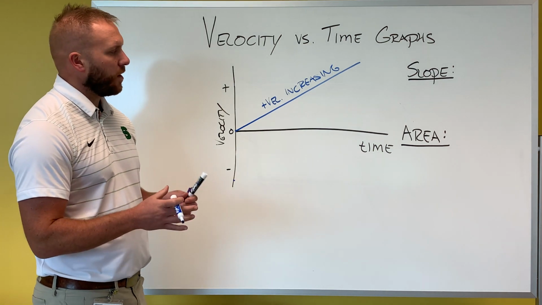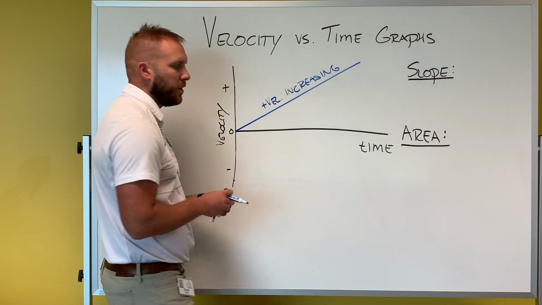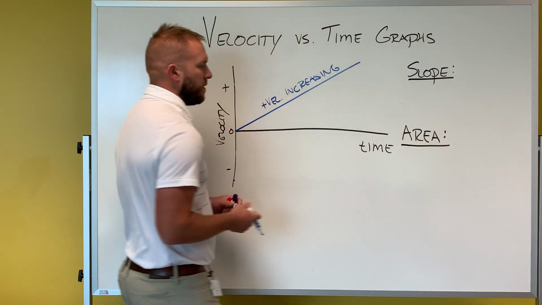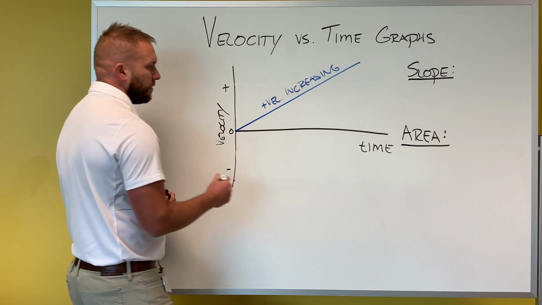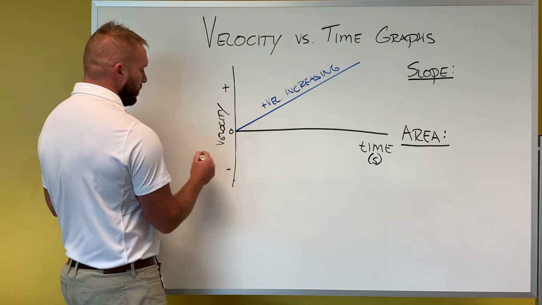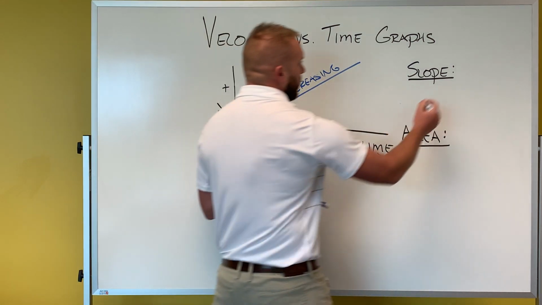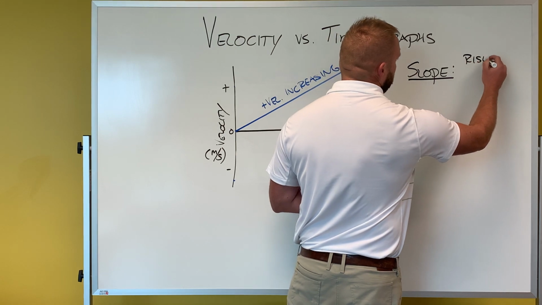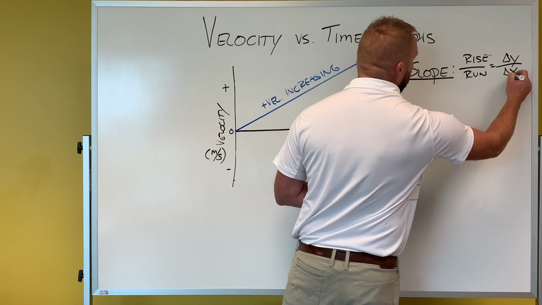So now what we're going to try to understand is, okay, what does the slope of a velocity time graph tell me? And what's the area? And I'll explain that in just a second. So first off, the slope. Now, time is typically going to be measured in seconds. Velocity is typically going to be measured in meters per second. So remember, slope is rise over run, which is the change in y over the change in x.